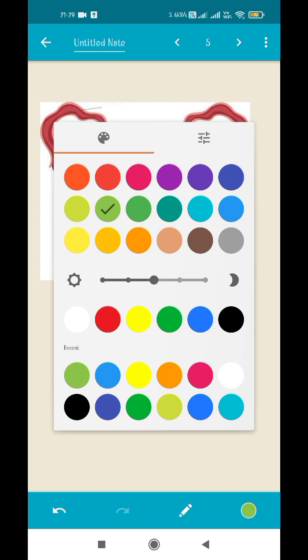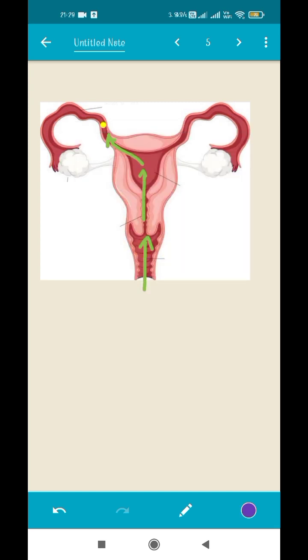So how does it happen? Just imagine fertilization has occurred. Now the ovum, which is dividing continuously, will move back from the fallopian tube, and the blastocyst stage, which we just learned, will go and stick with the uterine wall. And then the process of pregnancy continues.